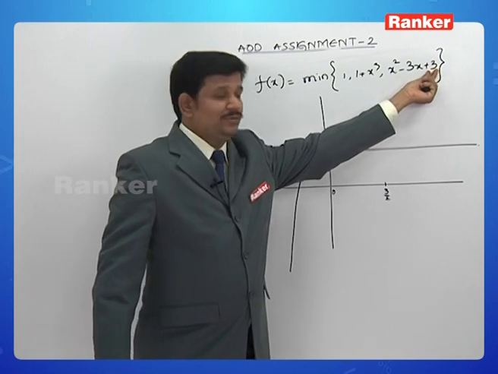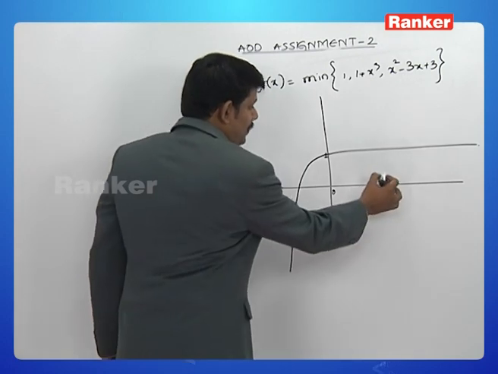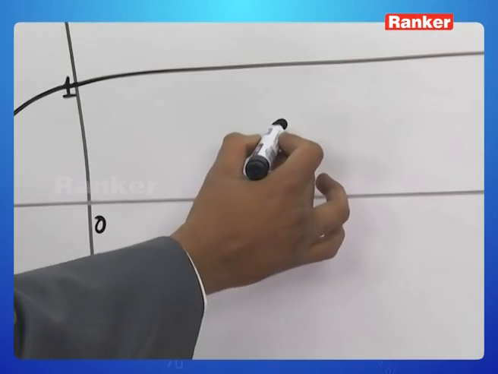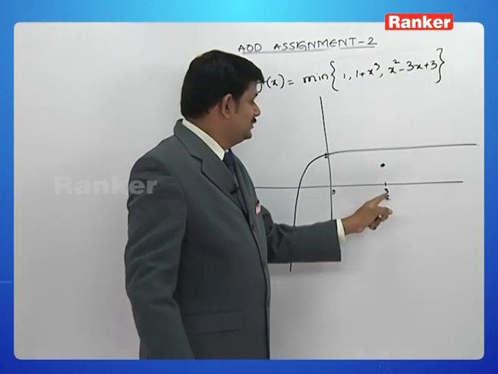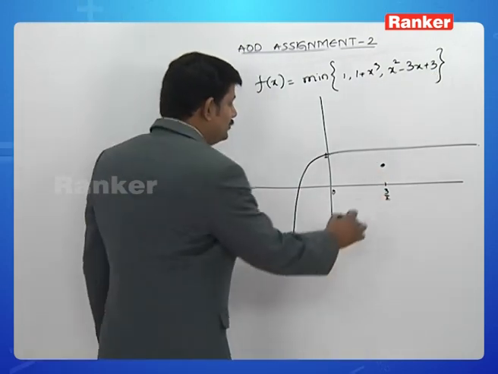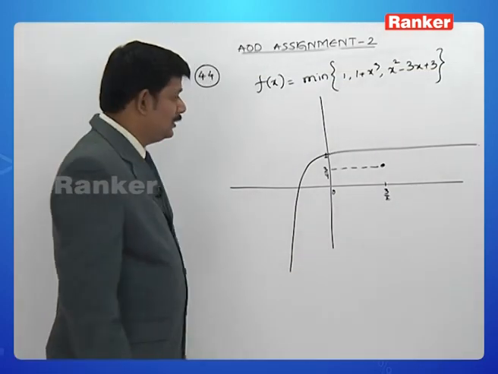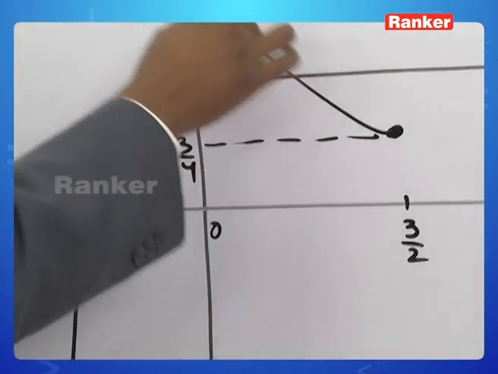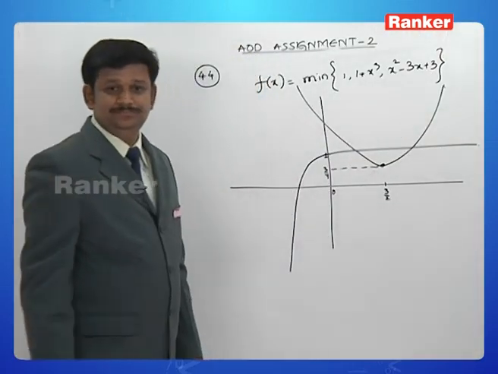3 is 12 by 4 minus 9 by 4, which is 3 by 4. So the least value of x square minus 3x plus 3 is at x equal to 3 by 2, and that value is 3 by 4, which is smaller than 1, and it is an upward parabola. So, this is how the graph would be.